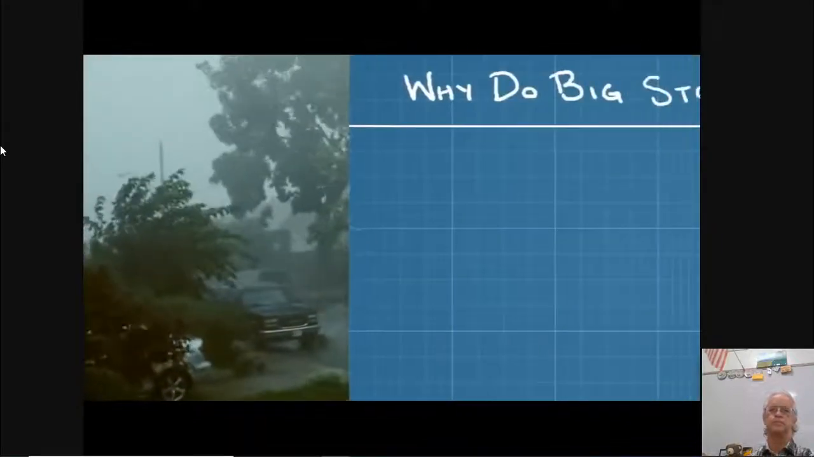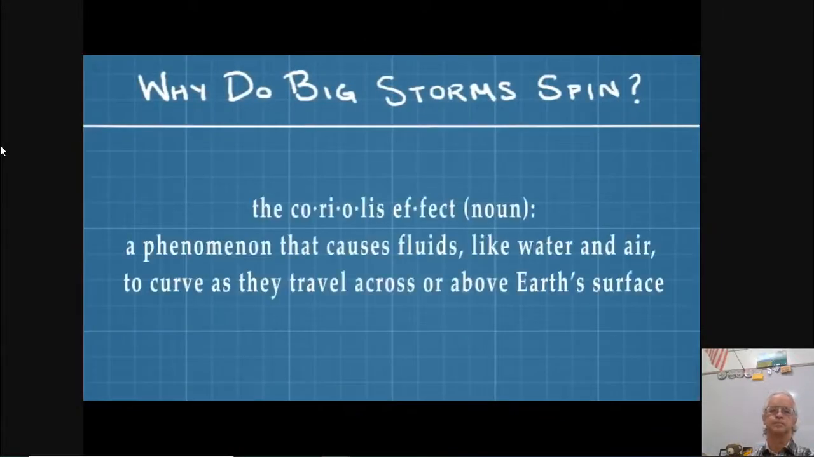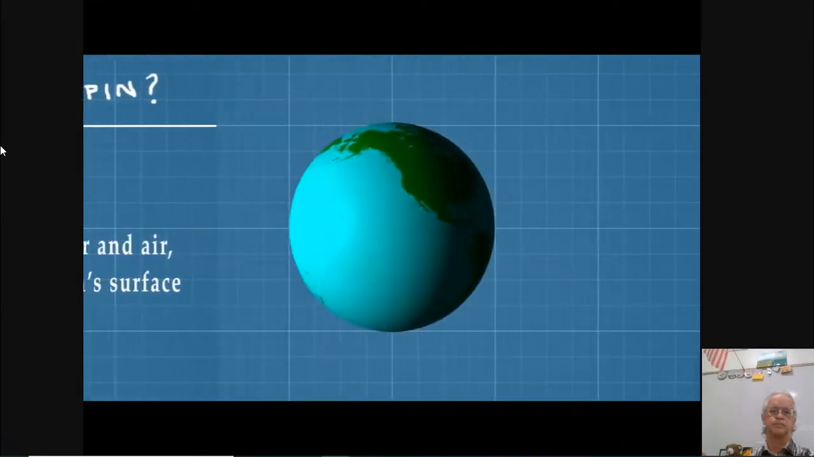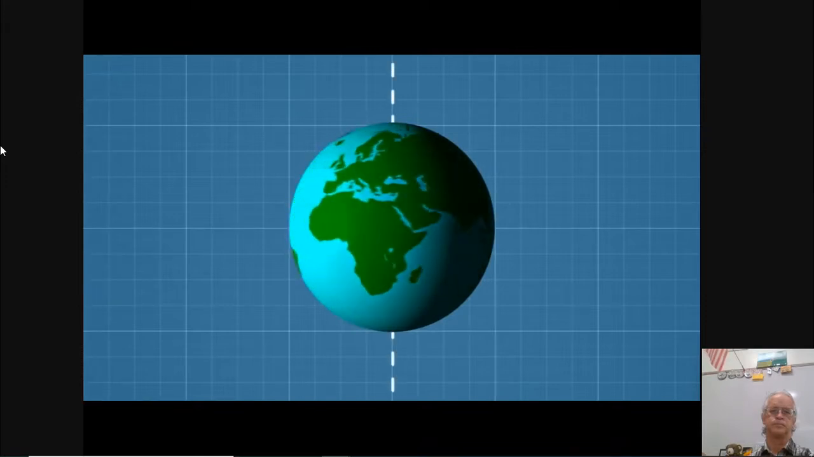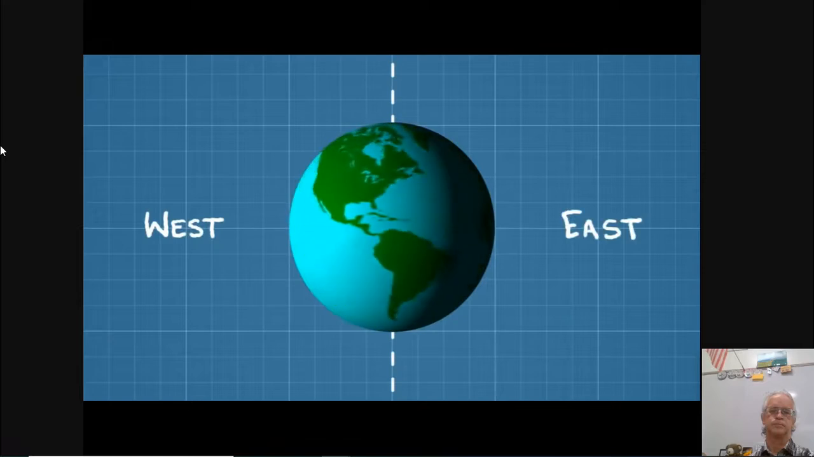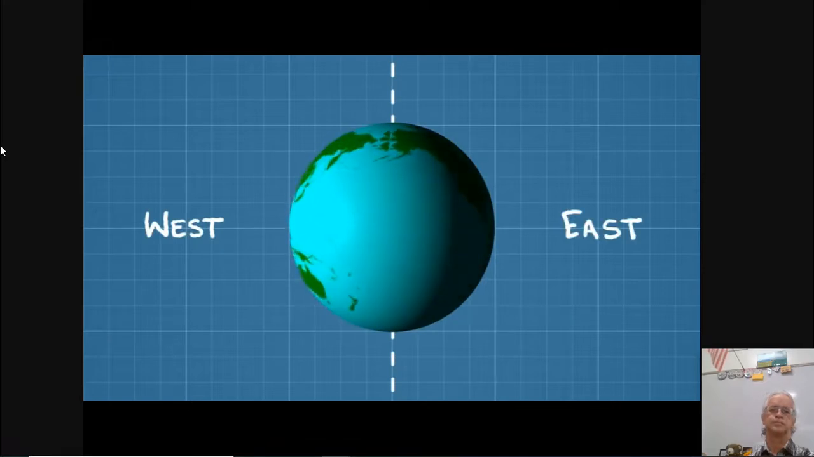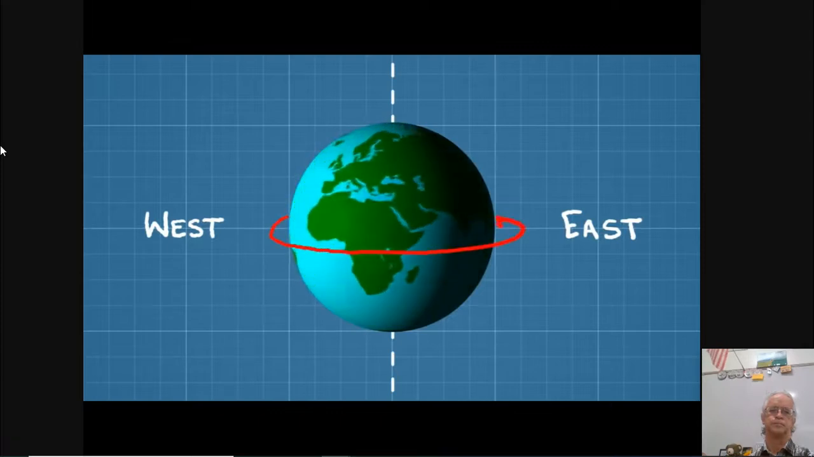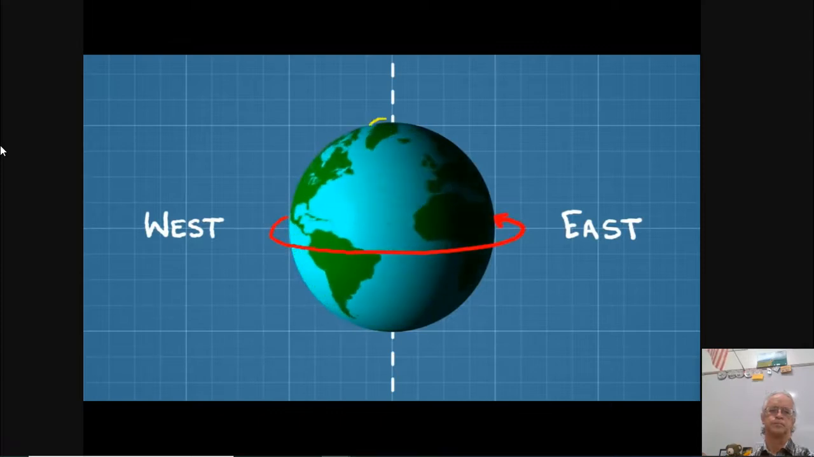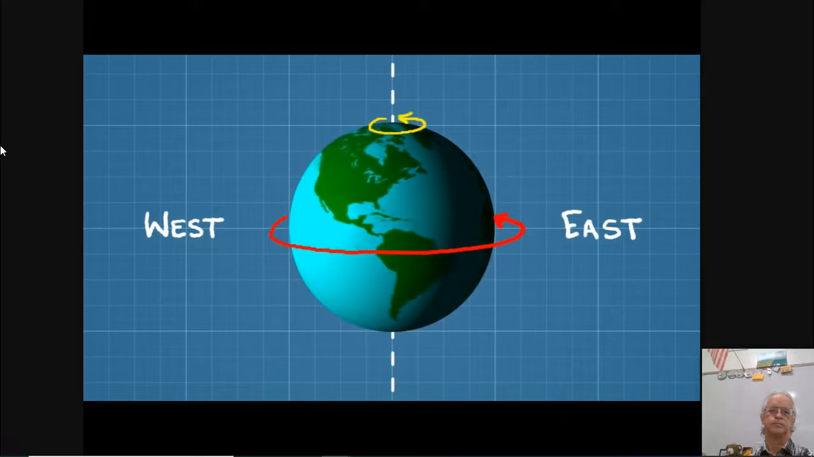A storm's rotation is due to something called the Coriolis Effect, which is a phenomenon that causes fluids like water and air to curve as they travel across or above Earth's surface. Here's the basic idea. Earth is constantly spinning around its axis from west to east. But because Earth is a sphere and wider in the middle, points on the equator are actually spinning faster around the axis than points near the poles.